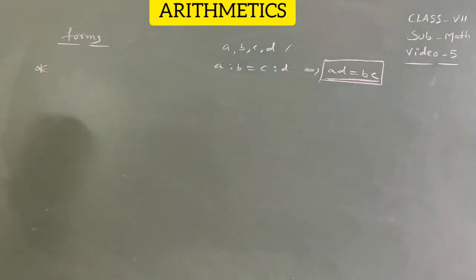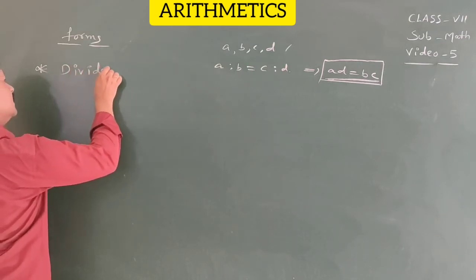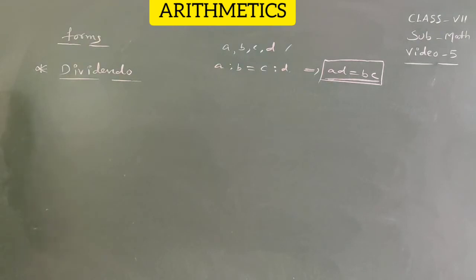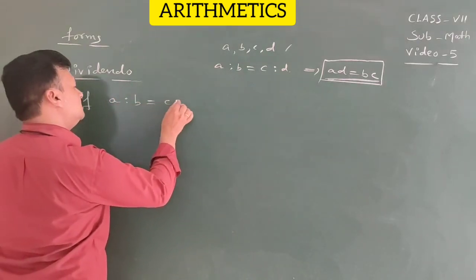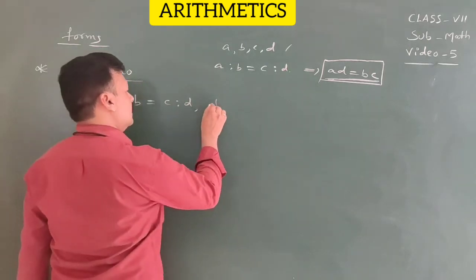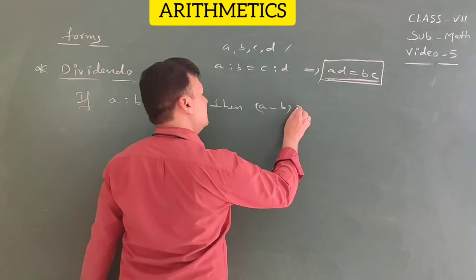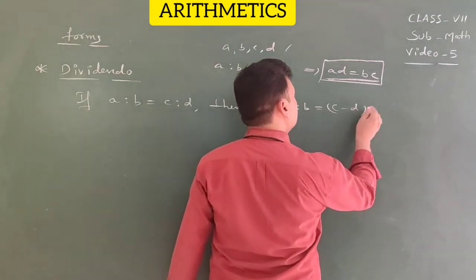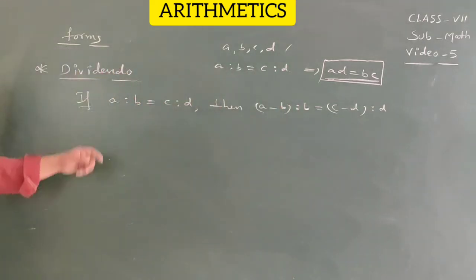Next, dividendo. If A is to B equal to C is to D, then A minus B is to B equal to C minus D is to D. This is called dividendo.